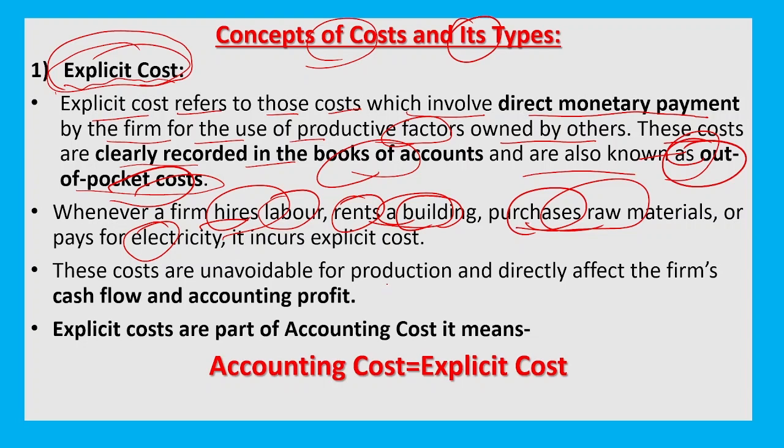Now, if anyone asks you what explicit cost is, then on the spot you will be in a position to answer that whatever cost has been incurred out of pocket for continuing the manufacturing activity, in monetary terms, that transaction in monetary terms is explicit cost. Okay. These costs are unavoidable for production and directly affect the firm's cash flow and accounting profit. So true it is written. Such kinds of costs, these are the costs which are unavoidable.